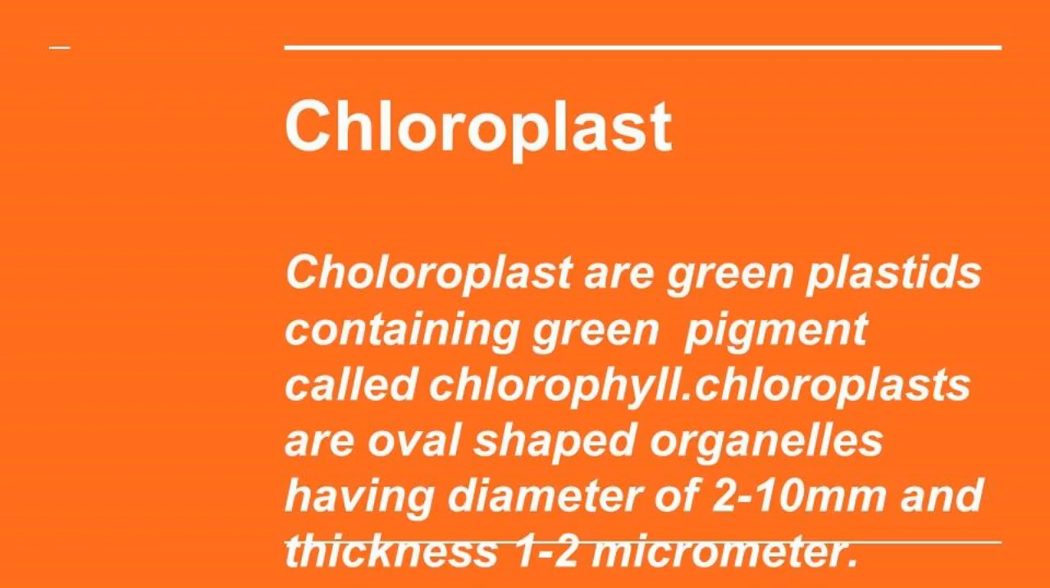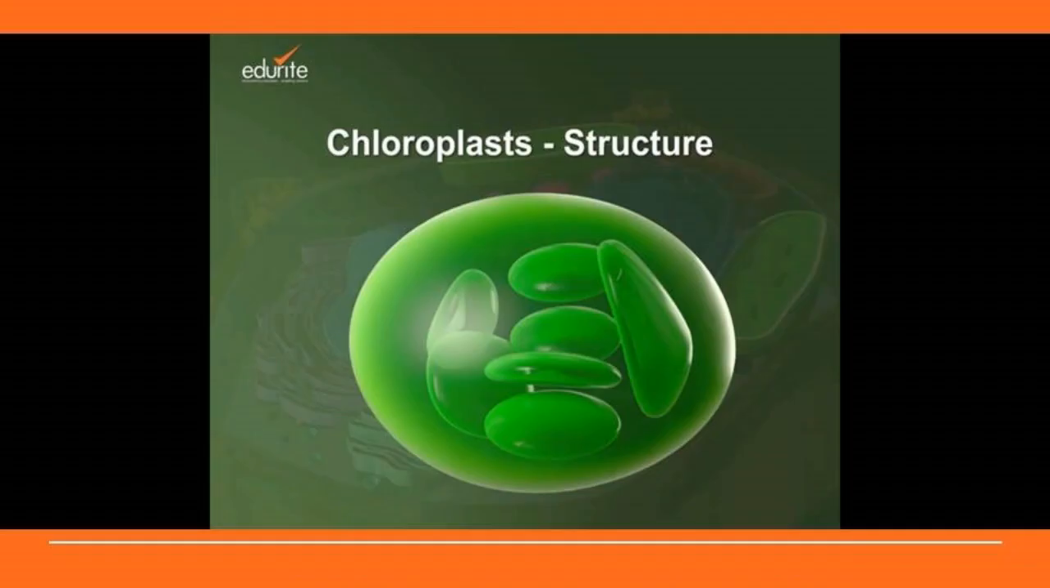Next we are going to see the structure of the chloroplast. What is meant by chloroplast? It is a green plastid containing a green pigment called chlorophyll. Chloroplasts are oval shaped organelles having a diameter of 2 to 10 micrometers and a thickness of 1 to 2 micrometers. Now we are going to see the detailed explanation and the picture of the chloroplast.